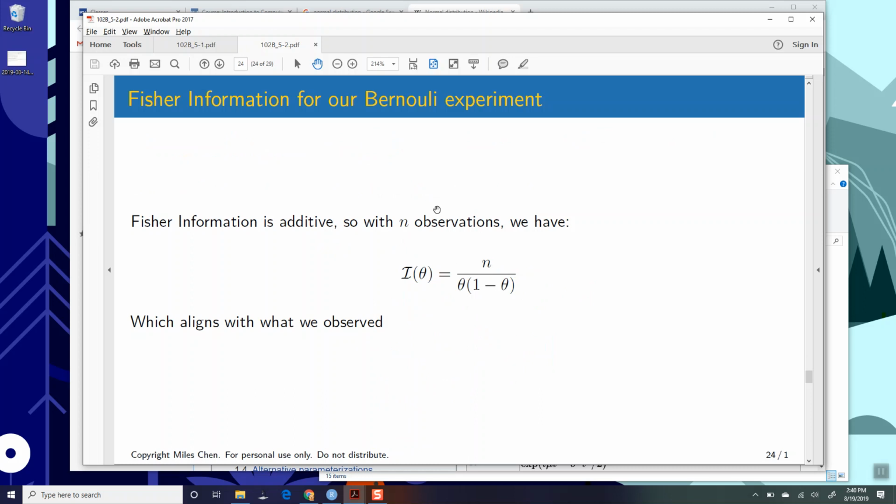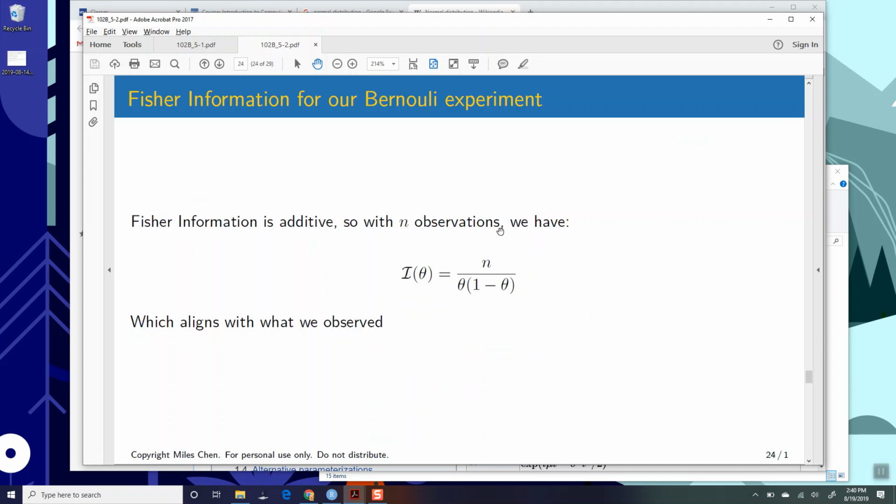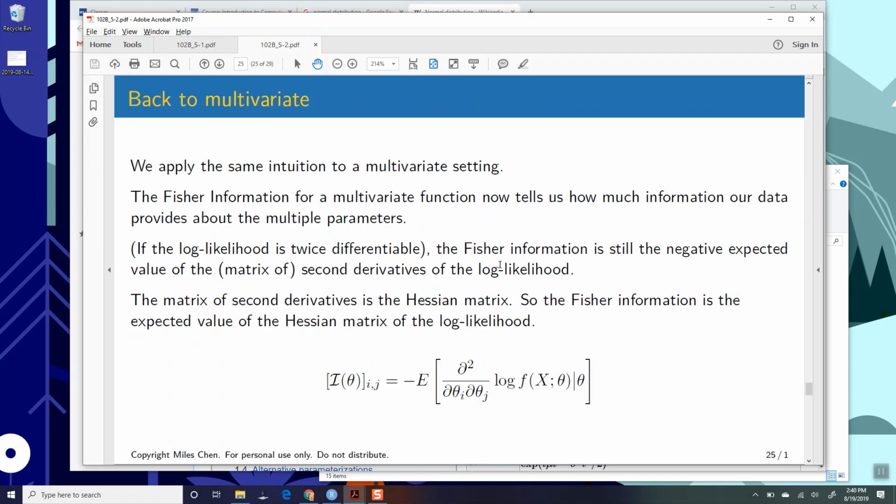Fisher information itself is additive. So if you have more observations with the same likelihood, you can just multiply by n. All right, so here we'll look at the multivariate context.